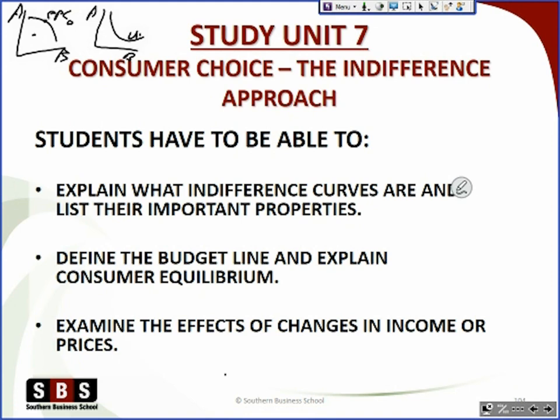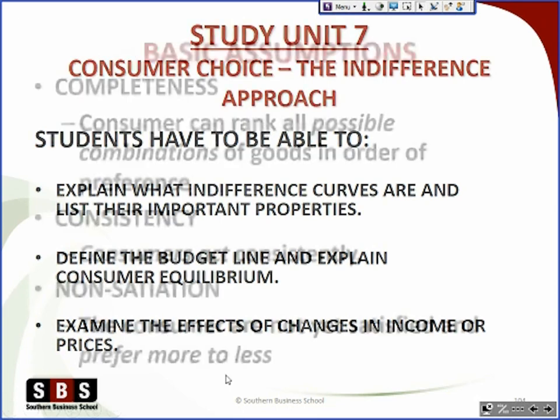Explain what indifference curves are, define the budget line and explain consumer equilibrium. While we're on this point, consumer equilibrium on an indifference curve is always where, if your budget line runs like that, we'll get to the budget line, but consumer equilibrium is where those two touch. That's the point of equilibrium. We'll get to that in a minute. Okay, and then the effects of change in income and prices. That's quite easy to understand.